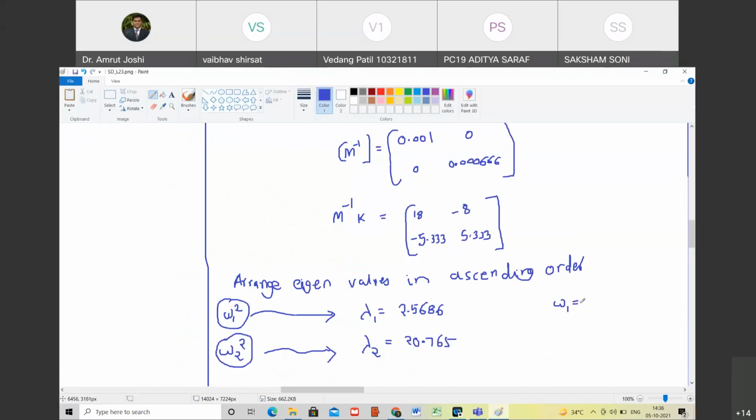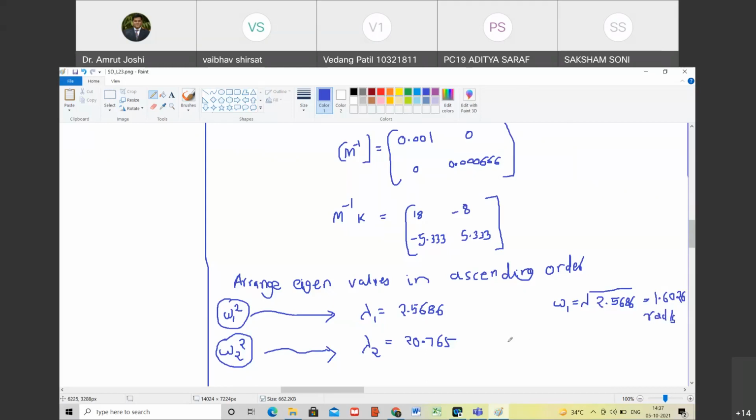So can you quickly tell me what is omega 1? It will be the square root of 2.5686. So how much is that? Tell me. Yeah, how much is it? 1.6026. This is in radian per second. Happy?